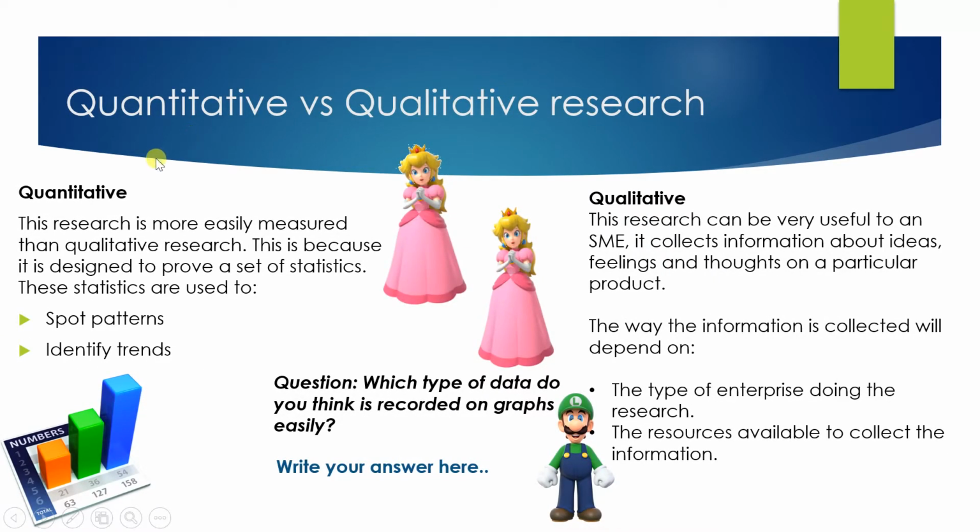The first type of data is quantitative. This research is more easily measured than qualitative data. This is because it is designed to prove a set of statistics, and these are used to spot patterns and identify trends.